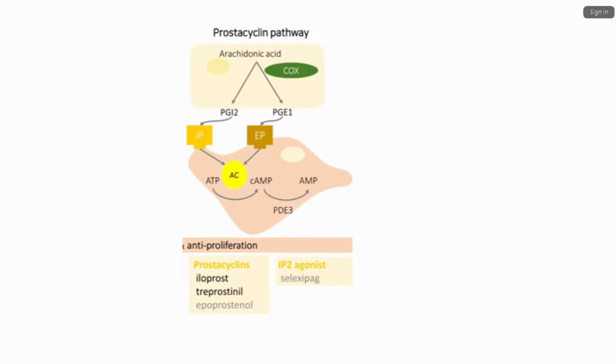Or there are some prostacyclin analogs which are available, like iloprost and treprostinil, and there are some emerging drugs like prostacyclin receptor agonists such as selexipag, which can also be used as vasodilators.